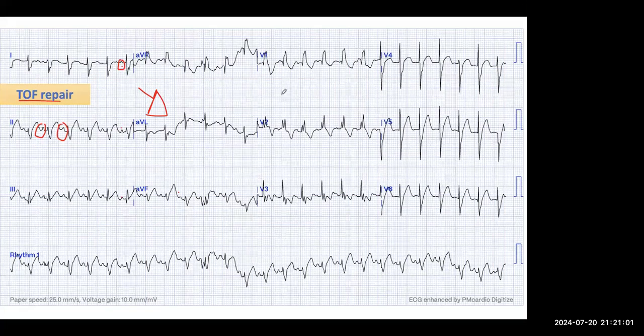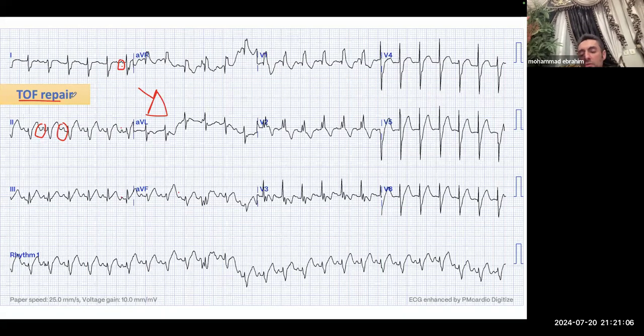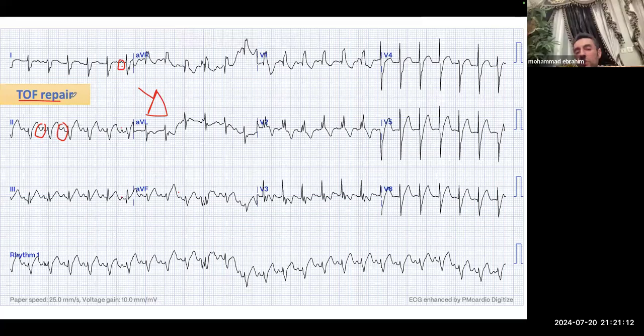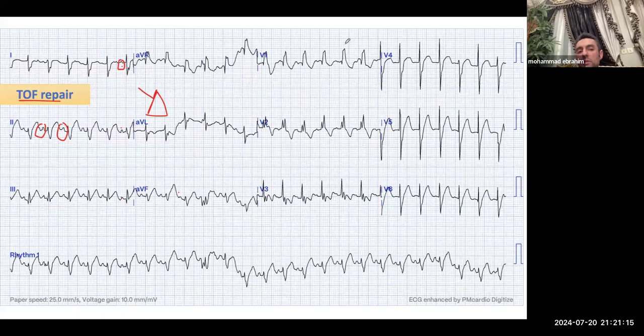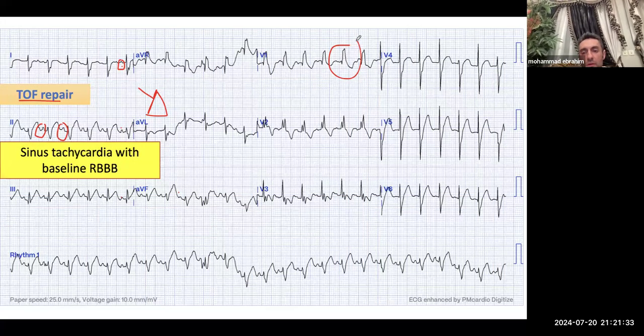So with tetralogy, would you expect the QRS to be wide or narrow after surgery most of the time? Wide complex. Yeah, because they usually would injure the right bundle. And this is an example of a right bundle branch block QRS morphology. Okay, but this is an example of a sinus tachycardia with a wide QRS, or sinus tachycardia with right bundle branch block. Okay.